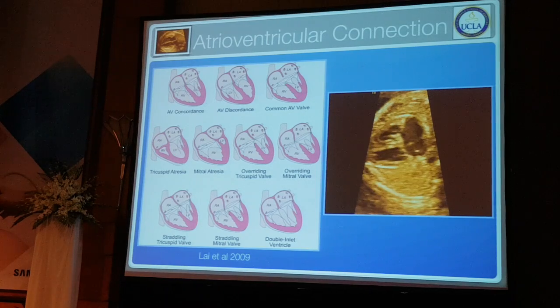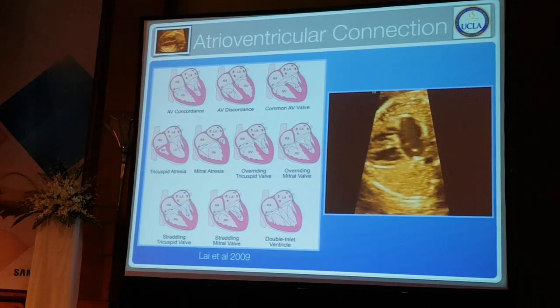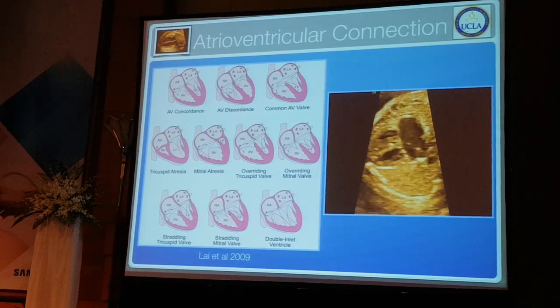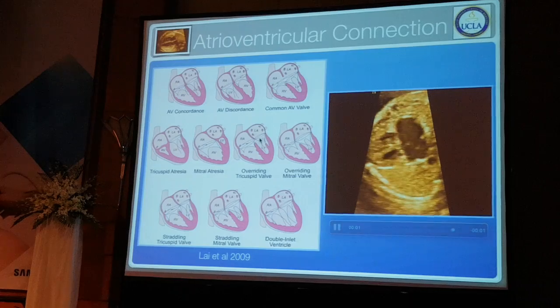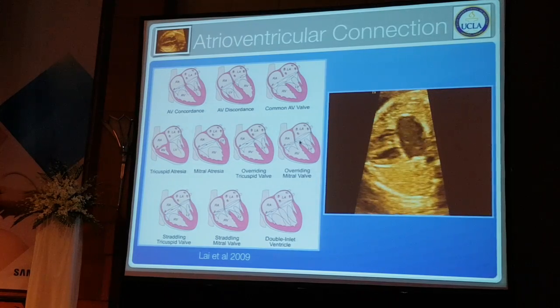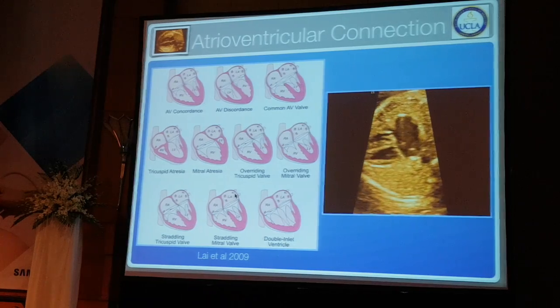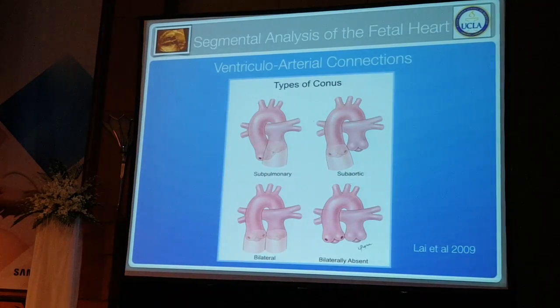Then we look at the AV connection. How are the atria and the ventricles connected? This is, as you know, an AV canal defect, but there can be all sorts of abnormalities in the connecting segment between the atria and the ventricles. Then the conus, as I mentioned, is something we usually see on the right ventricle.